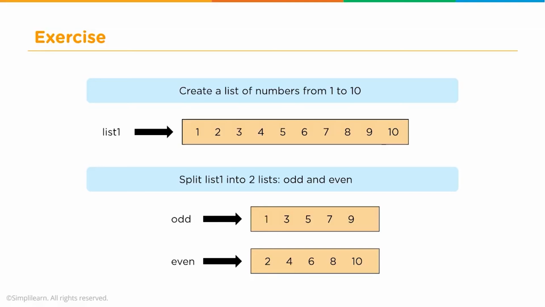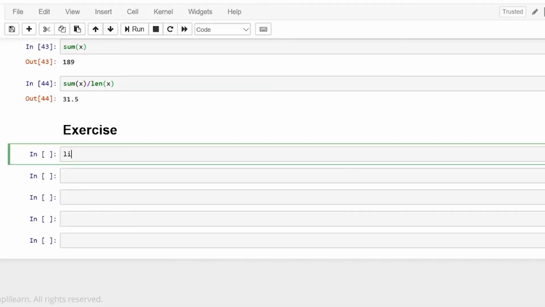So now let's move on to a Jupyter notebook and see how this is done. Let's first create our list1, which will contain all the elements from 1 to 10. Now you can use the traditional method and enter all your numbers from 1 to 10 within these square brackets separated by commas. Or we look at a simpler way of doing this.